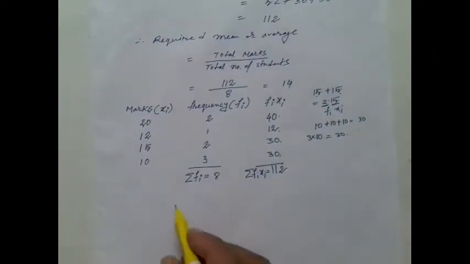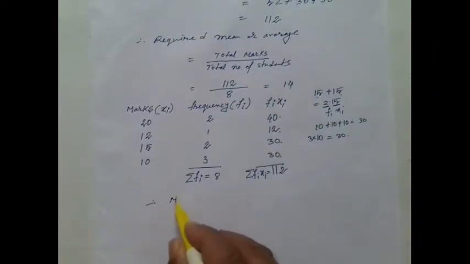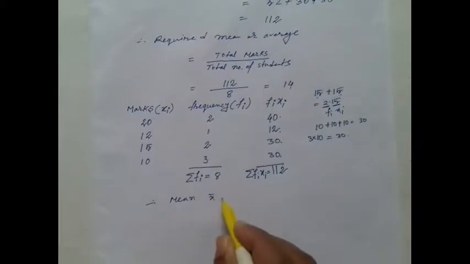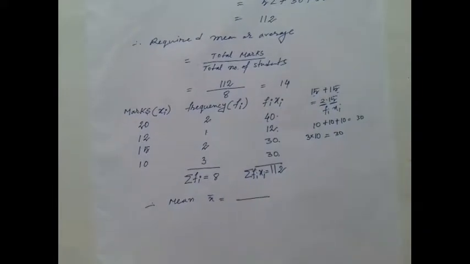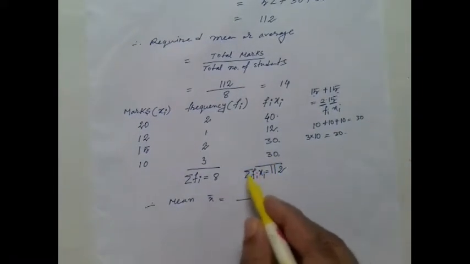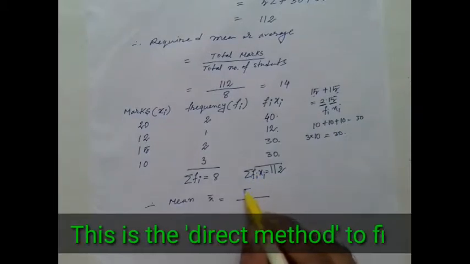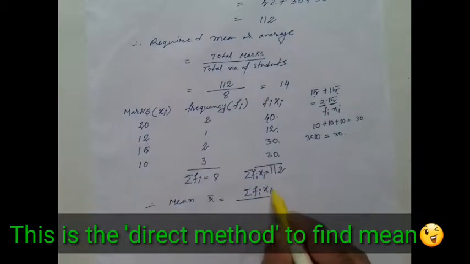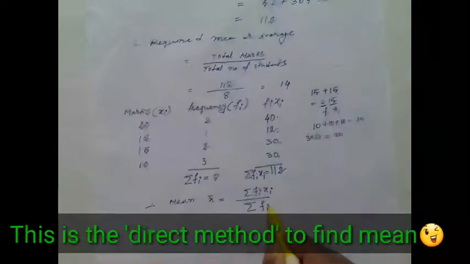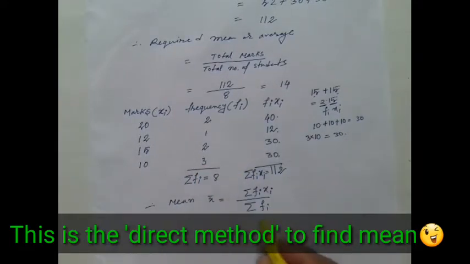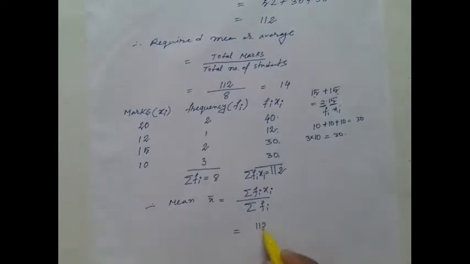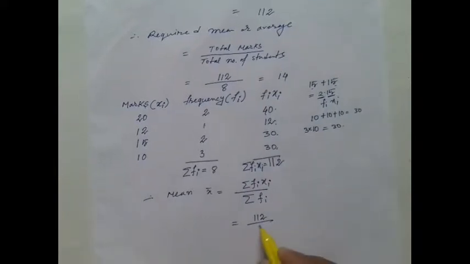Now we have to get the mean. Therefore, mean x bar equals the total sum, the value summation fi xi, and below we keep the total number of students, summation fi. So 112 by 8, and we get the same answer, 14.